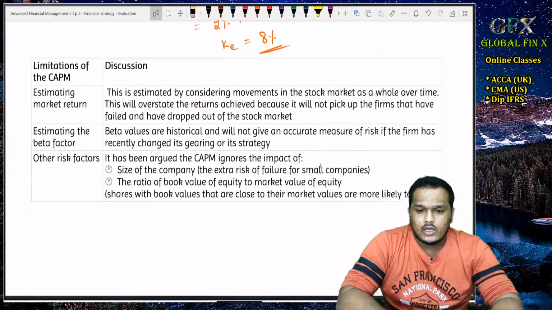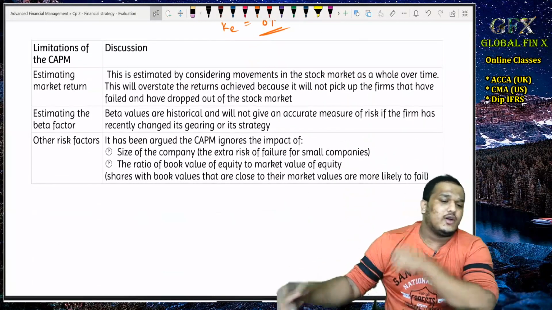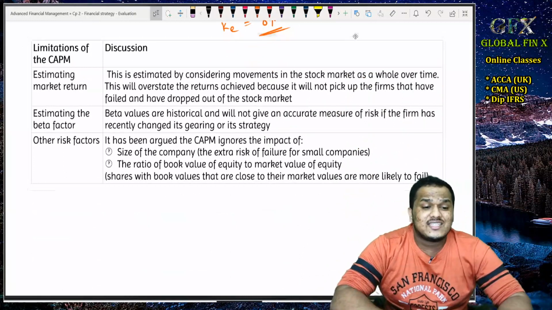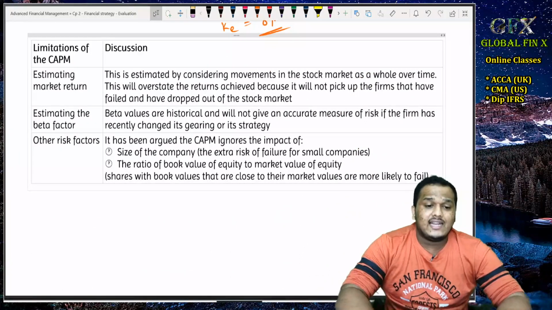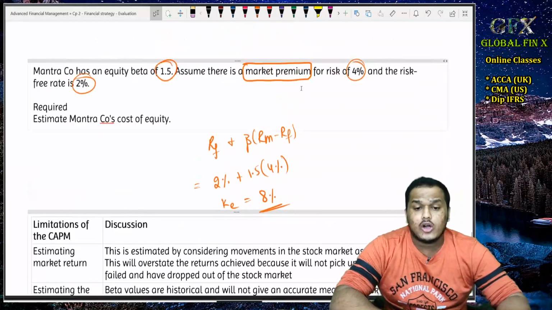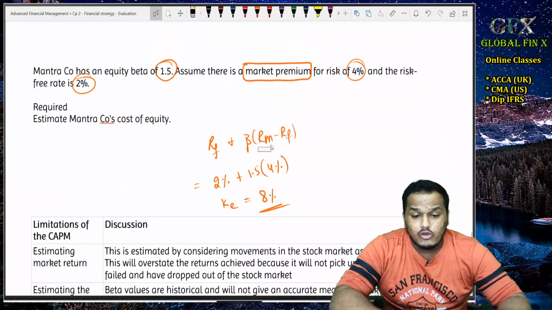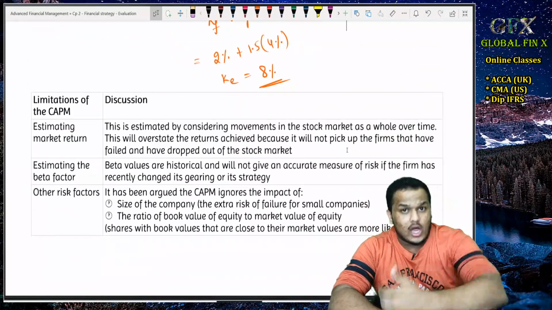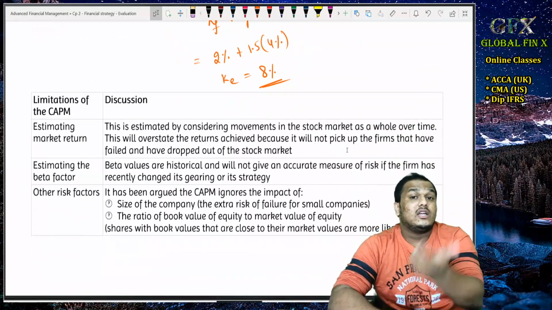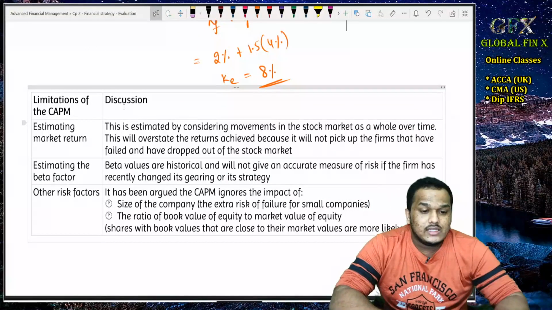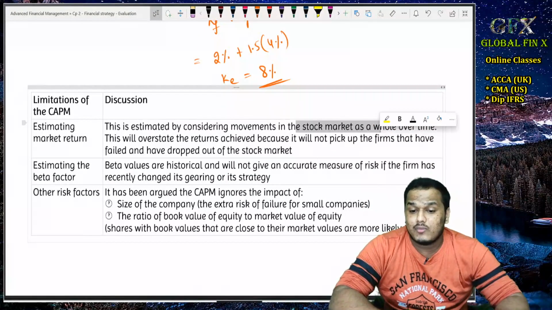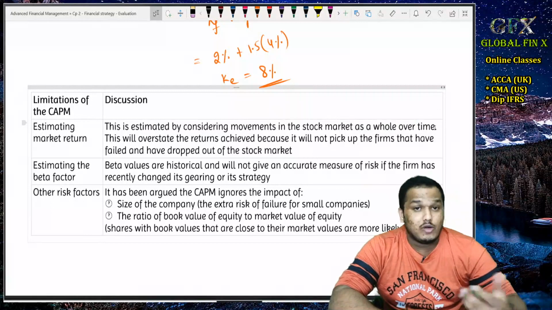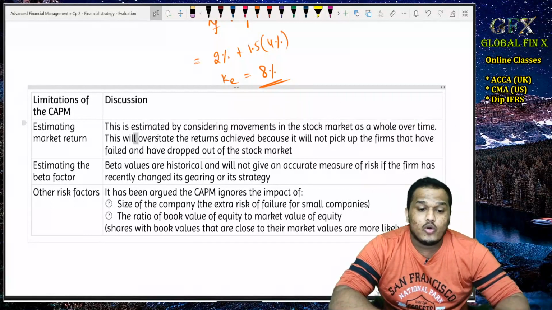Okay. Now look at the limitations. Now, what are the limitations, sir? First and foremost limitation is estimating the market return. For calculating the CAPM model cost of equity, you need RM. So how do you calculate return from market, sir? Stock market moves up, down, up, down. How will you calculate the returns? Okay, that is a problem. This is estimated by considering movements in the stock market as a whole over a time. How much time? Again, that's a point. So this will overstate the returns achieved because it will not pick up the firms that have failed and have dropped out of the stock market.